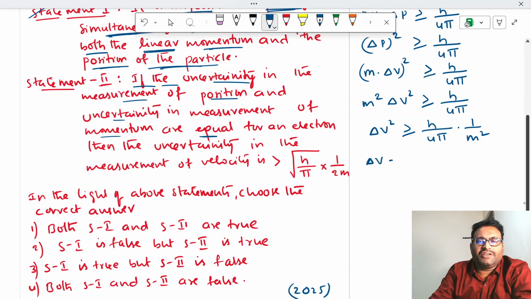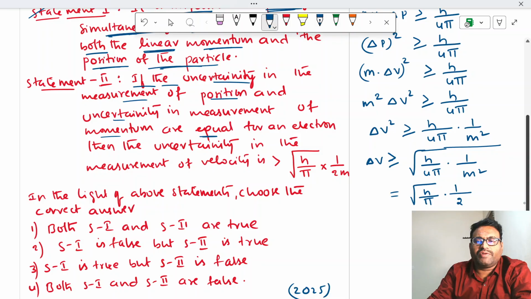Then delta v is greater than or equal to root of h by 4 pi into 1 by m square, that is equal to root h by pi, root 4 is equal to 2, root m square is equal to m. So delta V is greater than or equal to root h by pi into 1 by 2m. So this statement is also correct. So what will be the answer? Both statement 1 and statement 2 are true.